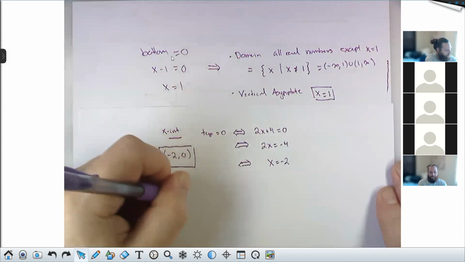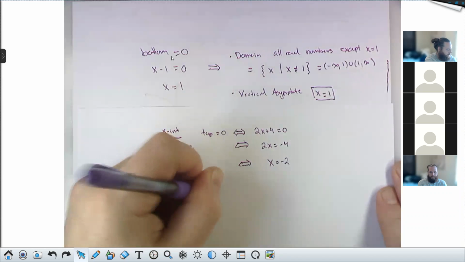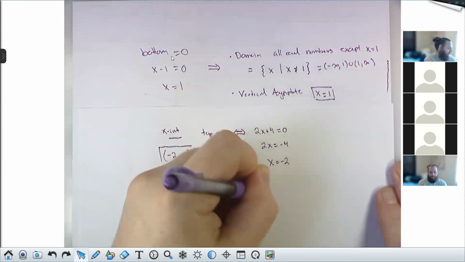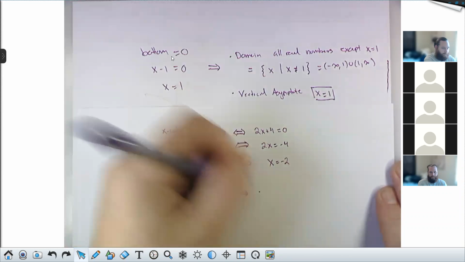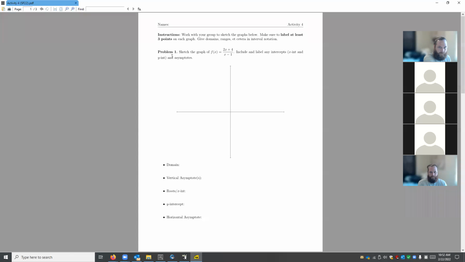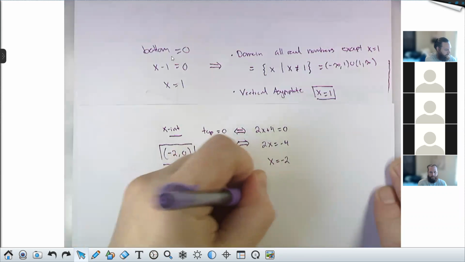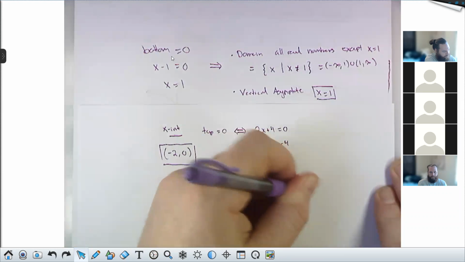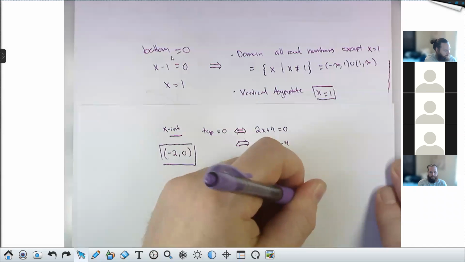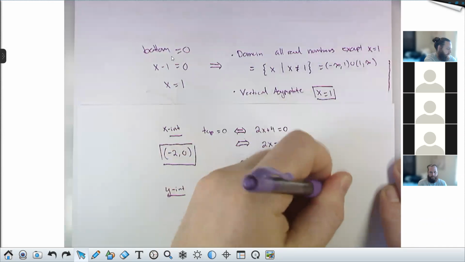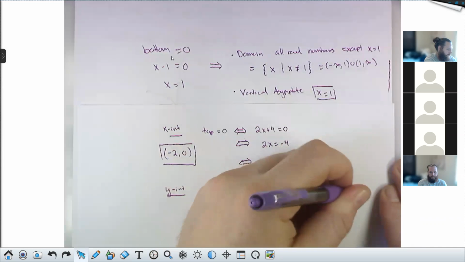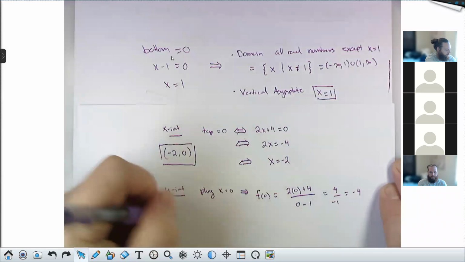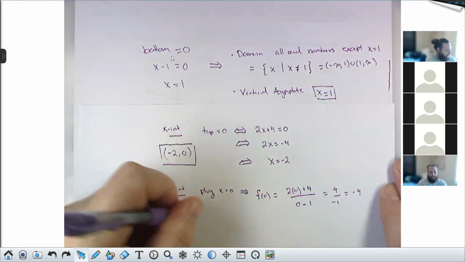The y-intercept, we always get this by plugging in x equals 0. So if I do that, we call the function r or f here, f. So f of 0 is 2 times 0 plus 4 divided by 0 minus 1, which is 4 over negative 1 or negative 4. We know that the x-coordinate there is 0, so the y-intercept is the point 0, comma, negative 4.